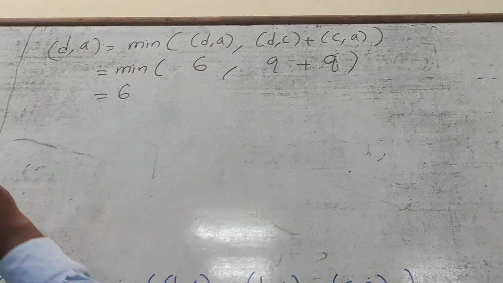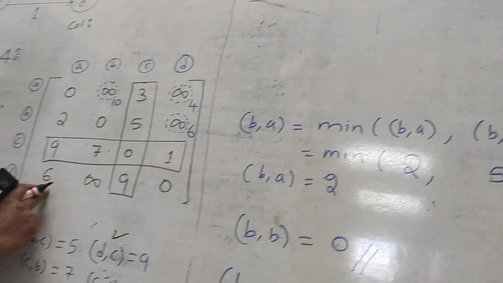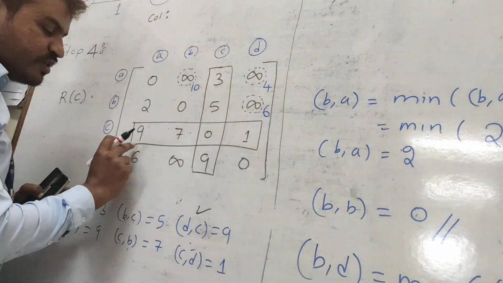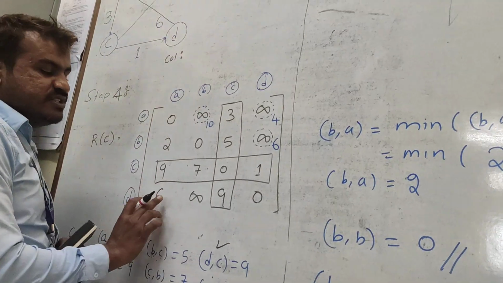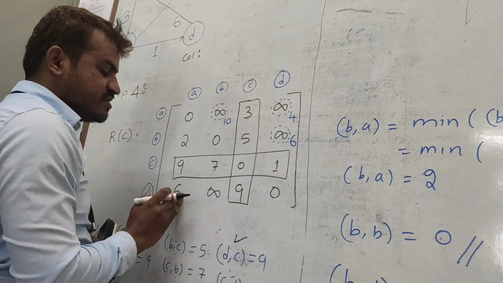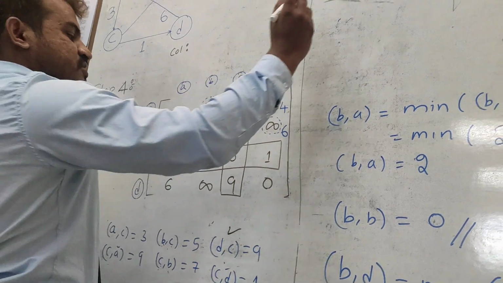Anyway, the straight path is the minimum. See, 6 is the only minimum. D to A is the minimum. Don't replace it, because it is already written as 6, which is the best. No need to change the value. That value is also 6. This was 6. No need to change. Take the next combination.